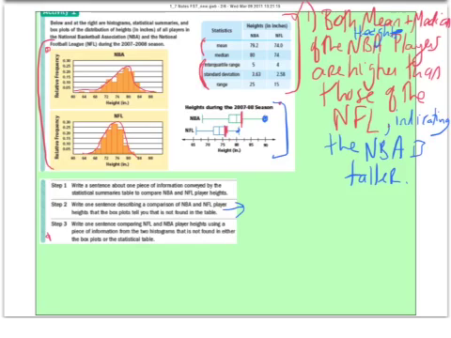Another thing to say is about the intervals. You could find the interval that is the highest for each one. The NFL has the heights, it looks like here, between 74 and 76 inches, has the larger portion of the players in the NFL, whereas the highest portion of the NBA players are in the interval between 78 and 80 inches. That would be a valid comparison. So just think about how you would talk about each graph uniquely.